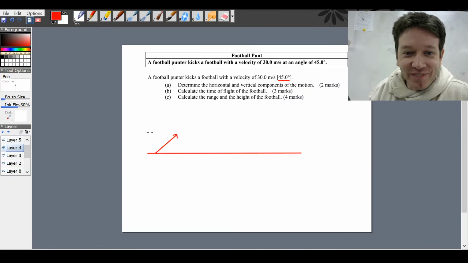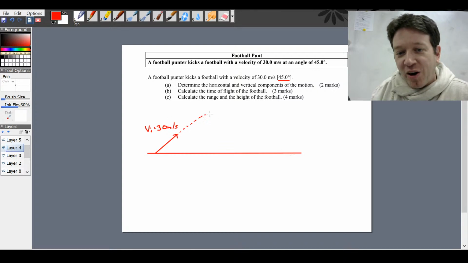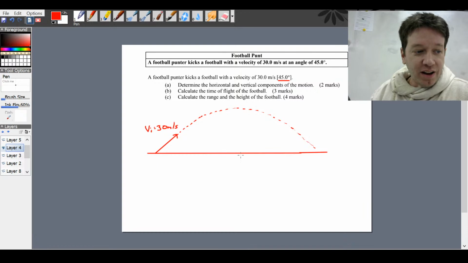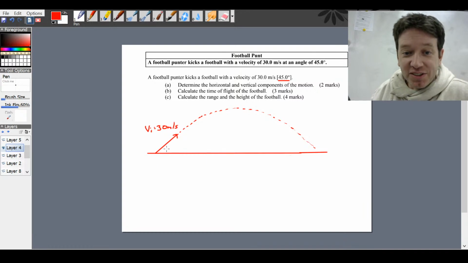Our initial velocity is going to be 30 meters per second, so we're just drawing this out. And it's going to undergo a sort of parabolic path here, something like that. All right, and then, since we know our angle, we should split that initial velocity into a horizontal and a vertical component, or an x and a y component, a Vx and a Viy.